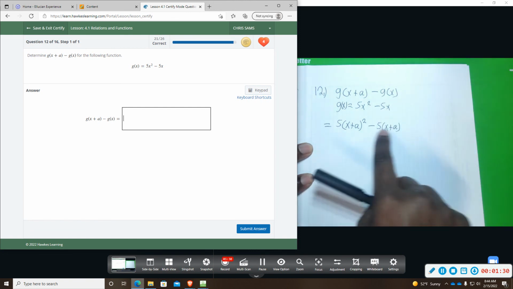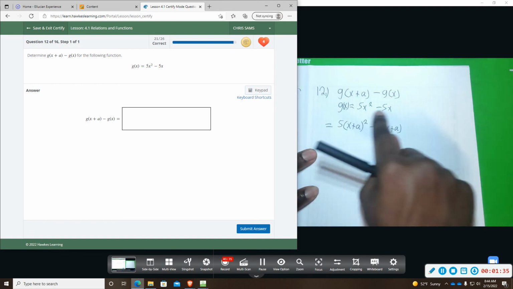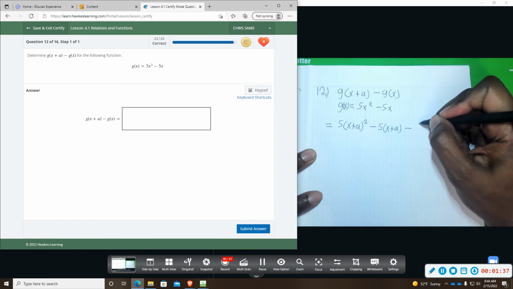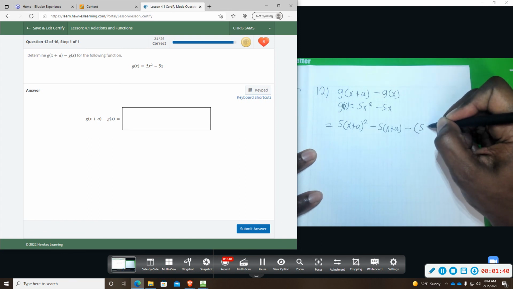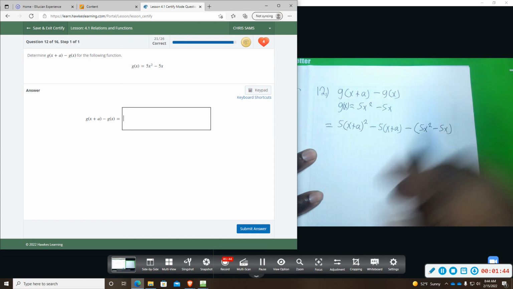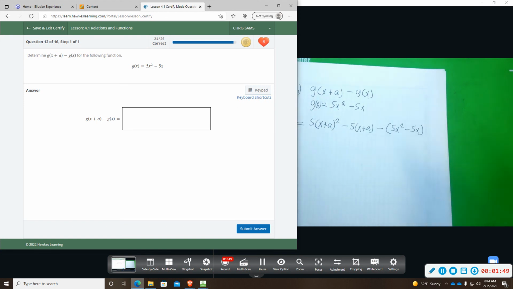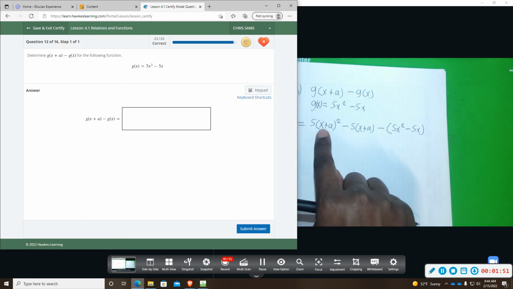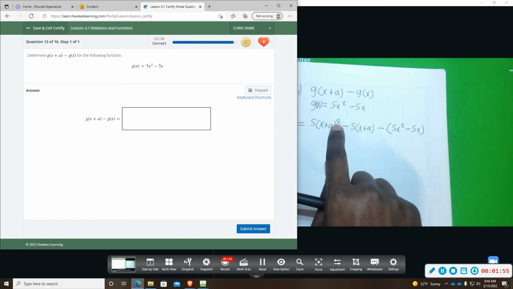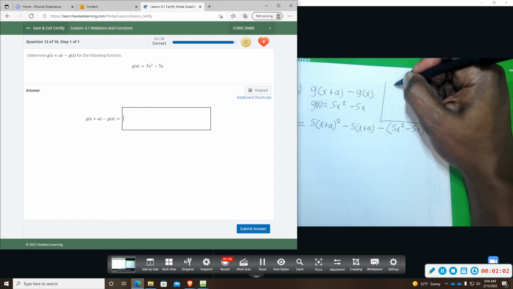So this is g of x plus a. And then we're going to subtract g of x, which is this. So we're going to do minus, in parentheses, 5x squared minus 5x. All right, so on the side, I'm going to do this work here. When you square a binomial, you actually have to write this out twice. A lot of people want to just square each term, and that's not the same. So this is what you actually need to do, and I'm just going to work this out on the side.